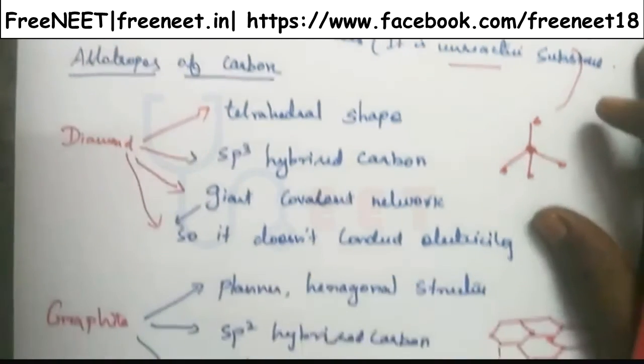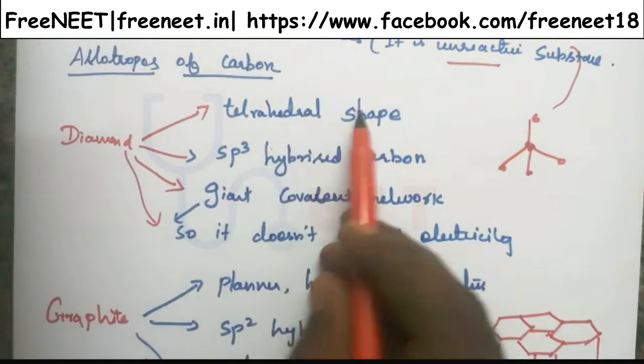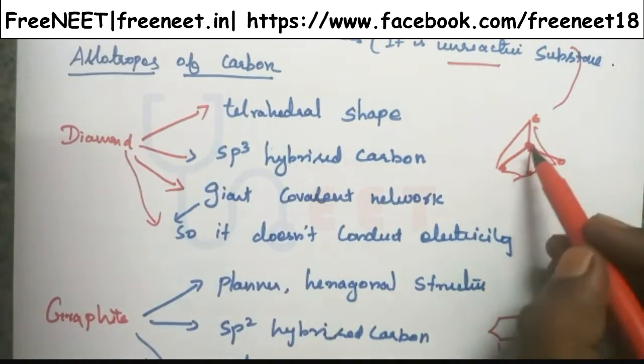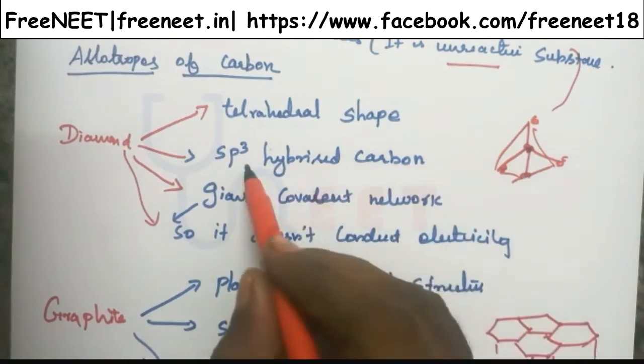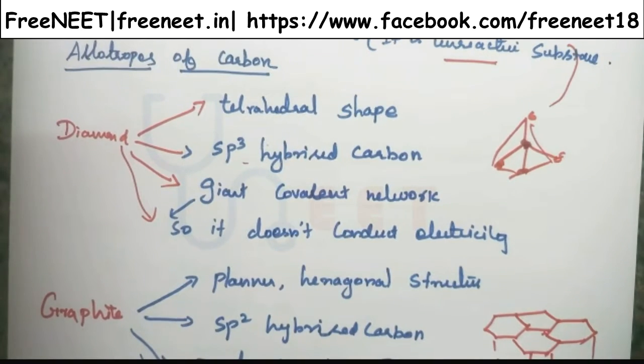The allotropes of carbon, the first one is diamond. Diamond has a tetrahedral shape. Here each carbon undergoes sp3 hybridization. How do you identify sp3 hybridization?